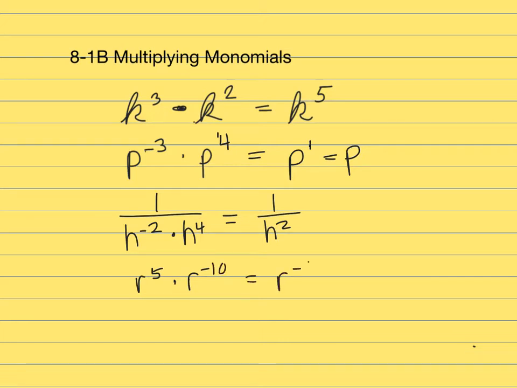Okay, now we look at another example. r to the fifth times r to the negative 10th equals r to the negative fifth. And we know that we don't want to have any negative exponents in our answers. So what we need to do then is move the r to the negative fifth into the denominator, and it becomes 1 over r to the fifth.